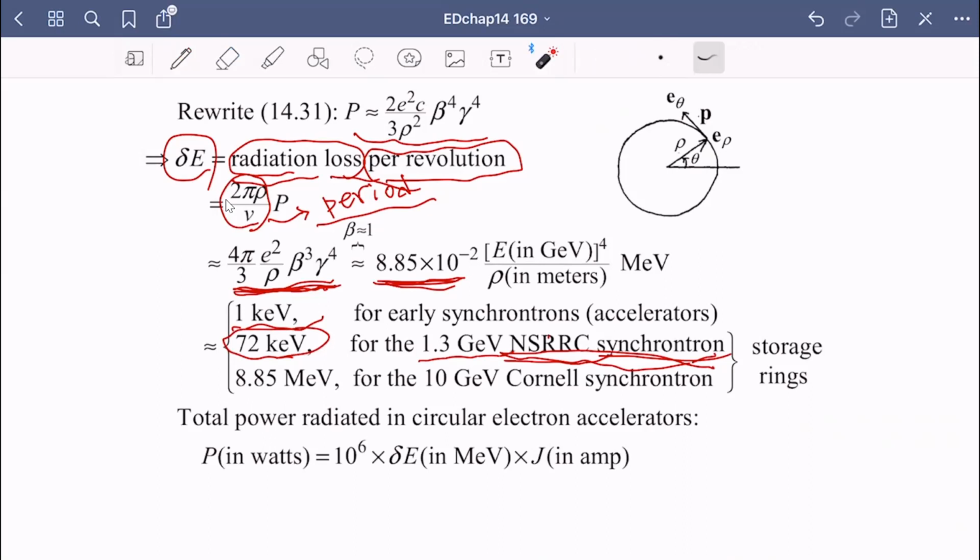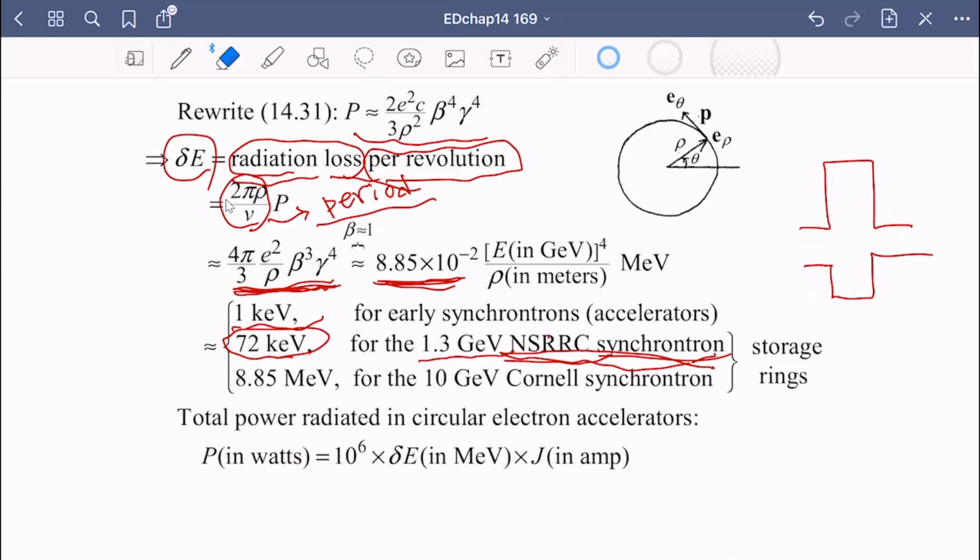Therefore, we need a cavity like this one. We need a cavity to accelerate the particle, to gain more energy. It lost energy, so we should give it energy.